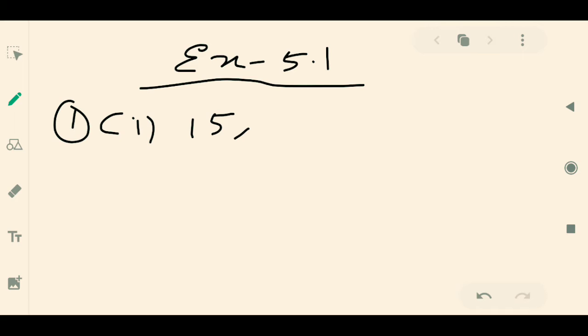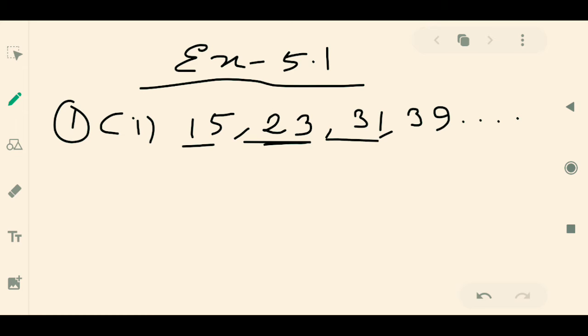That means 15 plus 8, next is rupees 23 for 2 kilometers. Again 8 increases, 31. Again 8 increases, 39. It will go on like this. So you can see if I subtract the first number from the second number, we get 8, and the second from the third we get 8. So everywhere the difference is the same, so it is in arithmetic progression.